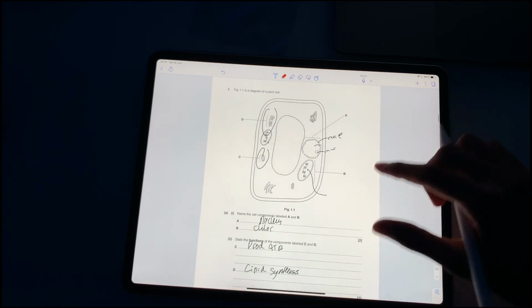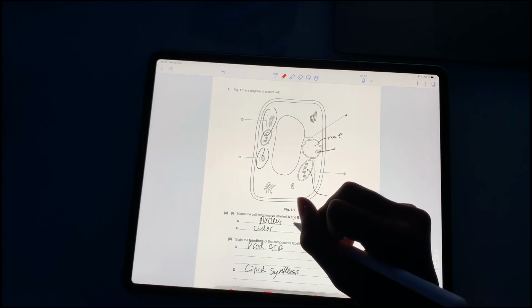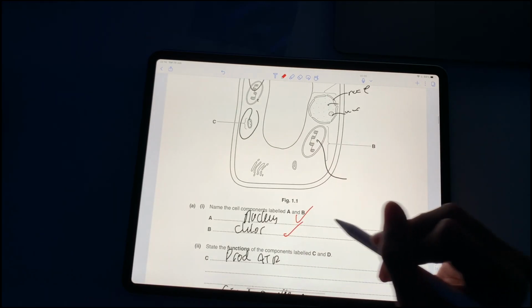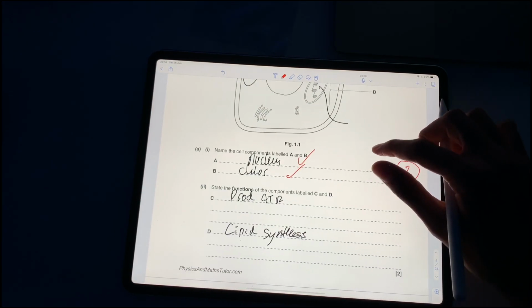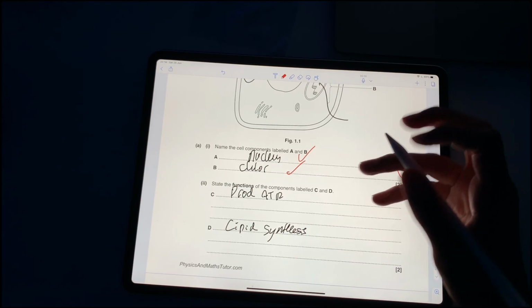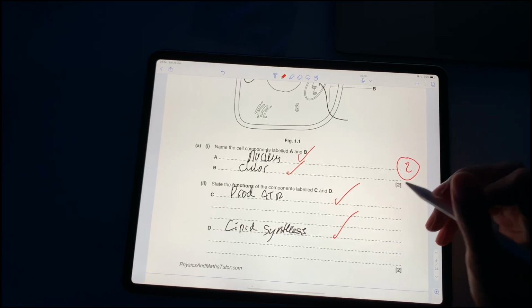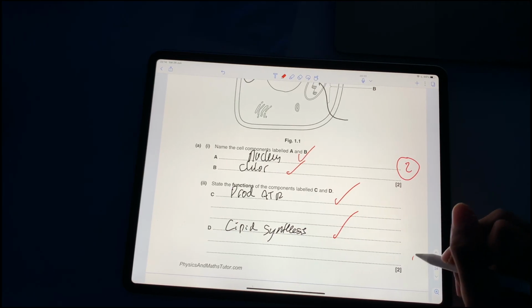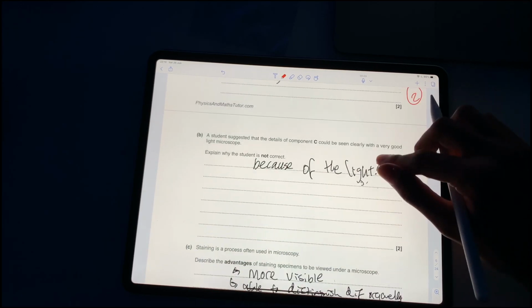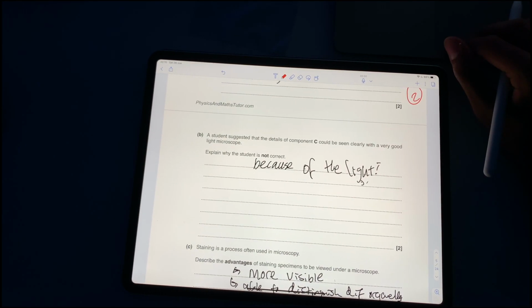Question 3. Nucleus and chloroplast. Good. 2 out of 2. Mitochondria produce ATP. Yes. And lipid synthesis. Transport processes. Yes. Lipid synthesis. So I got 2 there. B, this is what I did not get.